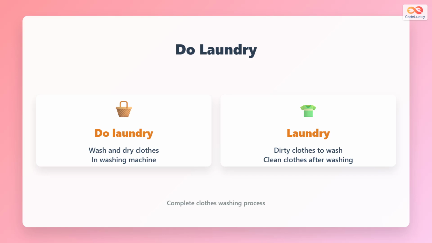Do laundry means washing clothes, sheets, and towels in a washing machine. Laundry includes all dirty clothes waiting to be washed. After washing, you dry and fold the clean laundry.